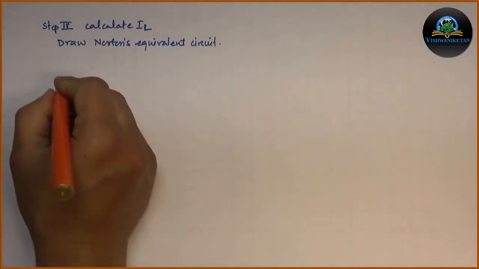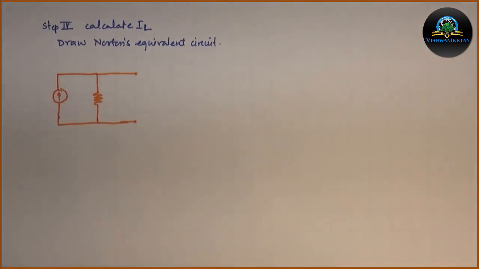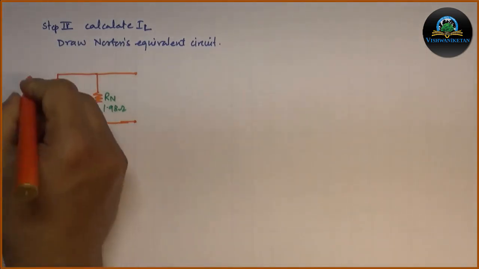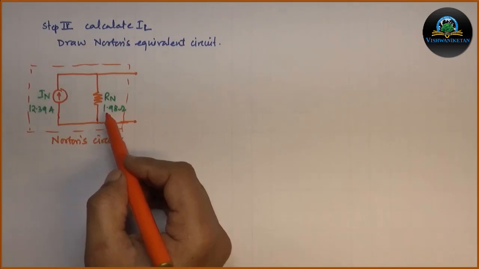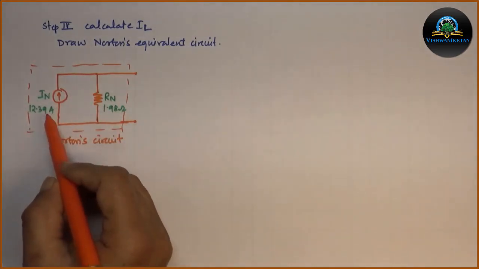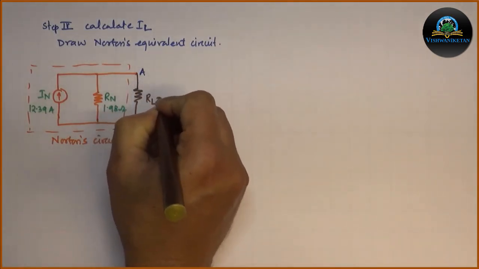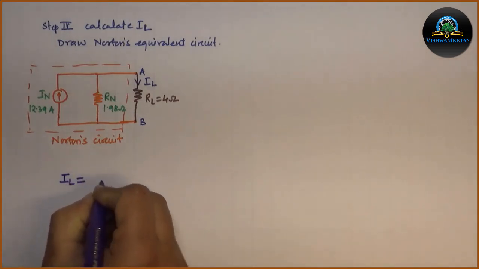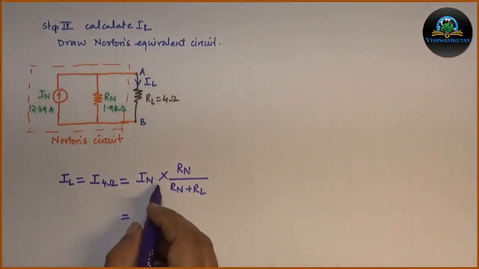We will draw Norton's equivalent circuit. So this is our Norton's circuit with RN as 1.98 ohm and IN as 12.39 ampere. So we will reconnect RL in the circuit. The value of RL is 4 ohm. The current flowing through RL will be IL. The IL will be calculated using the current division rule, substituting the values of IN, RN and RL.